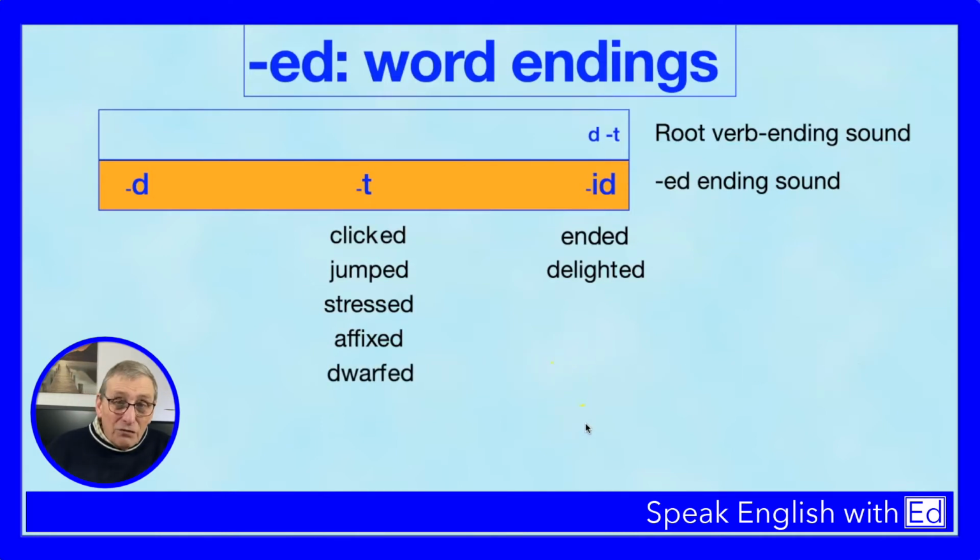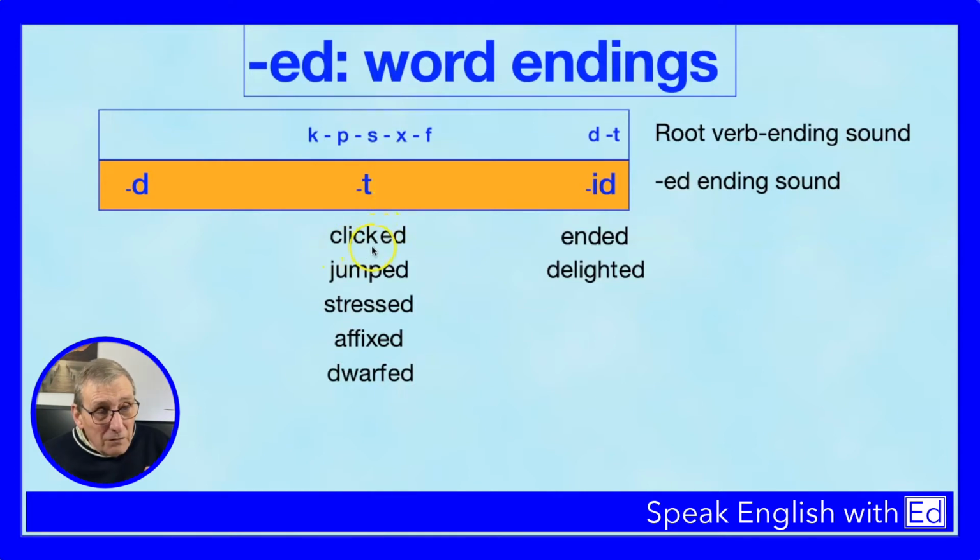It goes into dwarfed. It's exactly the same, because it isn't a D or a T. It isn't D or T, so it can't go into this category. It goes into this category here. So here we have vowel words.